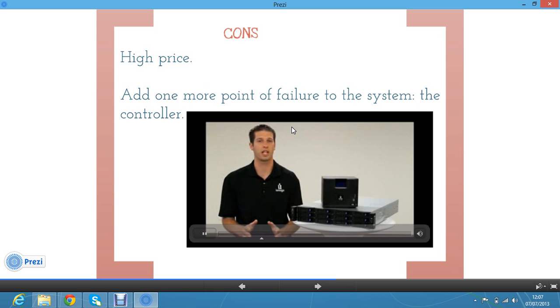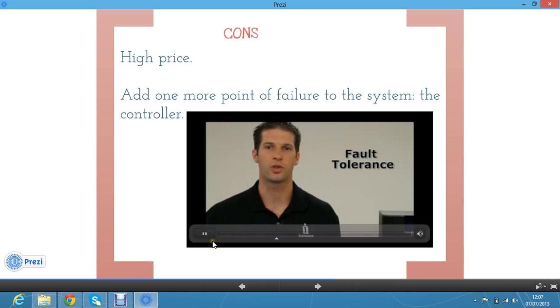Let's start with some common RAID terminology. First, mirroring. This is where multiple disks contain identical data. Second, striping. This is where sequential blocks of data are split among multiple disks. Finally, fault tolerance. This is where parity data is stored, allowing data to be recovered if a problem is detected. Now let's review the different types of RAID and understand the benefits of each type.